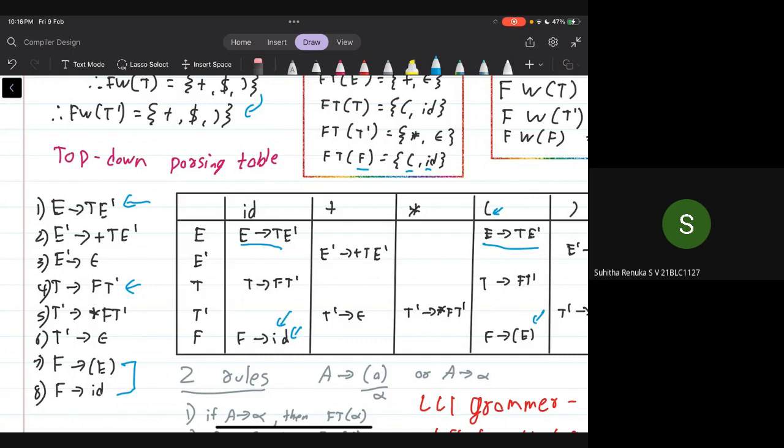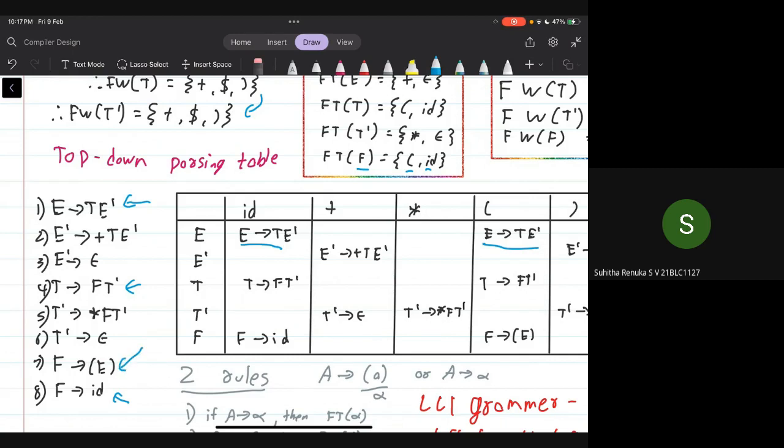You have two transitions for F. For ID, you can directly write F goes to ID, that is like common sense. For opening bracket, F goes to ID, you cannot write in opening bracket. It will never produce an opening bracket. So your only option is this.